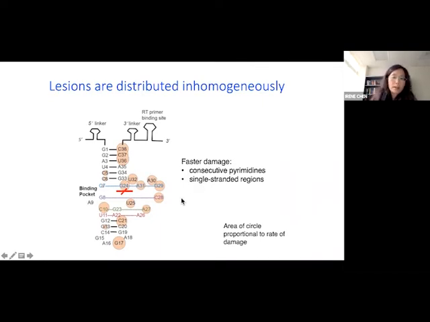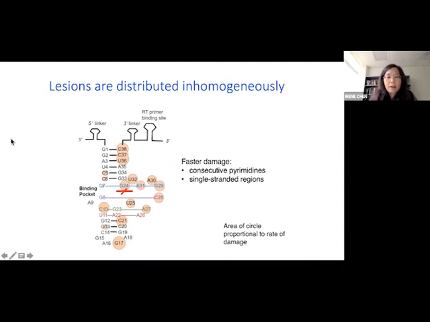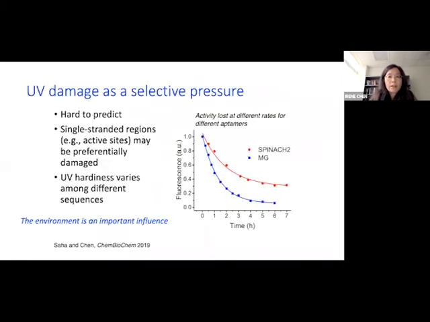So we do see some patterns which are not too surprising, that consecutive pyrimidines are susceptible to damage, and that is known to result in pyrimidine dimers, like thymine dimers in DNA. We have the same phenomenon in RNA. And also these single-stranded regions, the binding pocket, happen to be more quickly damaged. So as you can see from here, it would be hard for me to predict which of these positions would be more likely to suffer a lesion. So I guess to me, I consider this hard to predict.